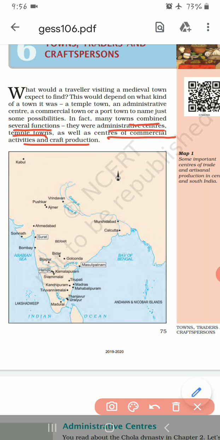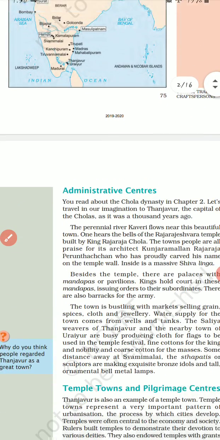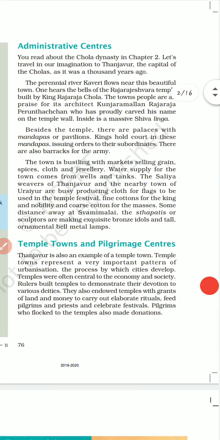Understood? Here in the map they have given you the important centers of trade. Surat is there, Hampi and Masalipatnam. These were the important centers of trade in the medieval period. Now let's begin with administrative centers.